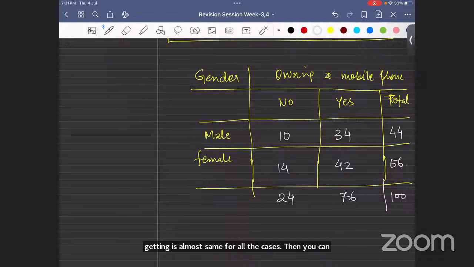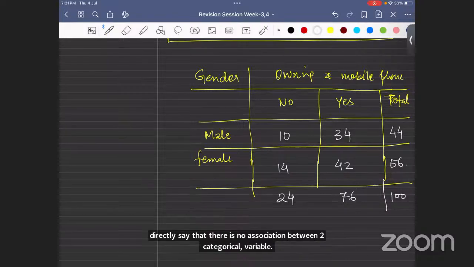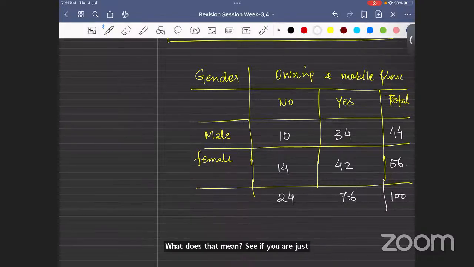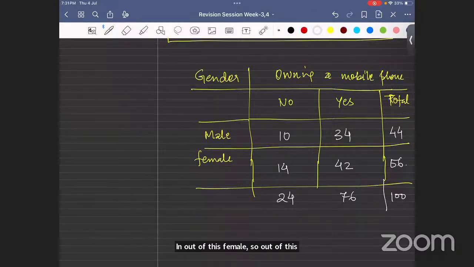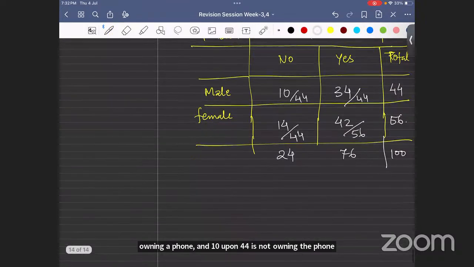What does that mean? If you are calculating the row percentage, or the row frequency, that means out of these 44 males, how many are owning the phone? 34 upon 44 are owning a phone, and 10 upon 44 are not owning the phone. Similarly, for the female, 14 upon 44 is not owning the phone, and 42 upon 56 is owning a phone. Now if you calculate the percentage, we will get something like this.